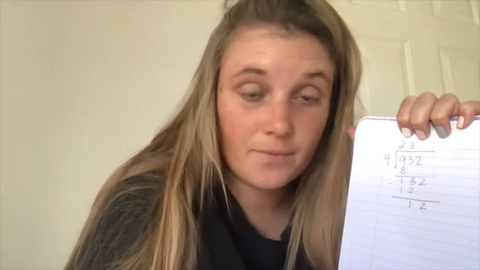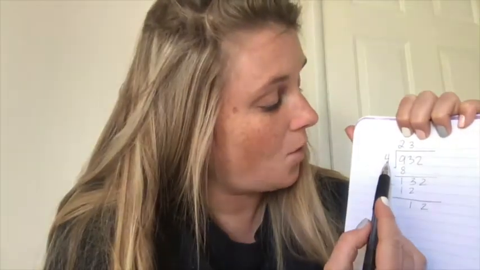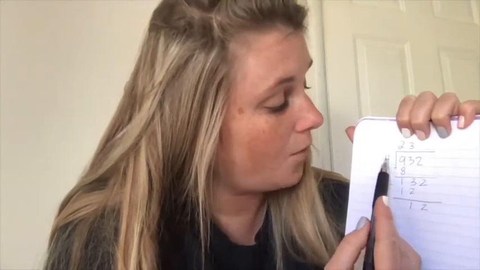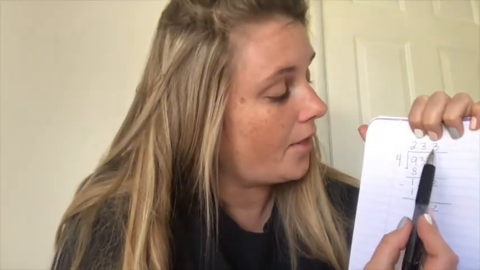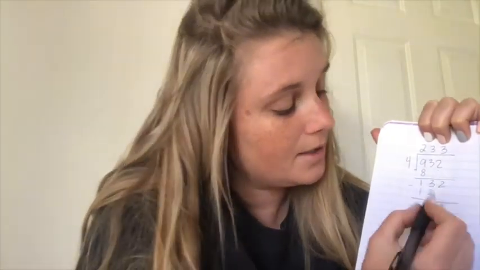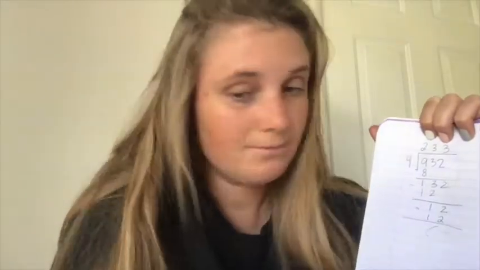Okay, first step, divide. 12 divided by 4, or how many times can 4 go into 12? 3 times, right? Now we multiply. 3 times 4 is 12. Subtract and bring down 0. So we're done. Okay.